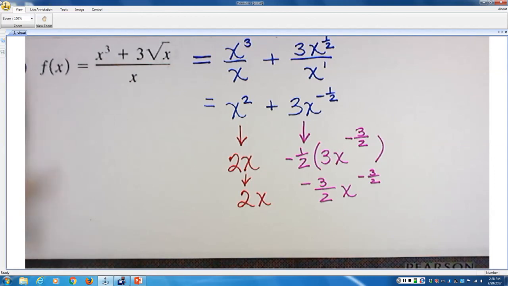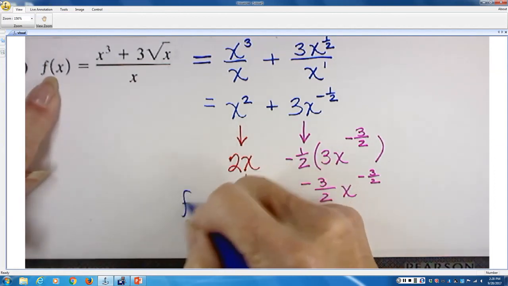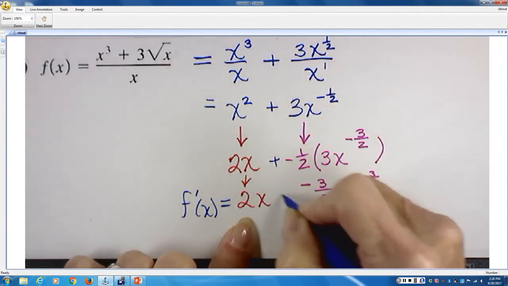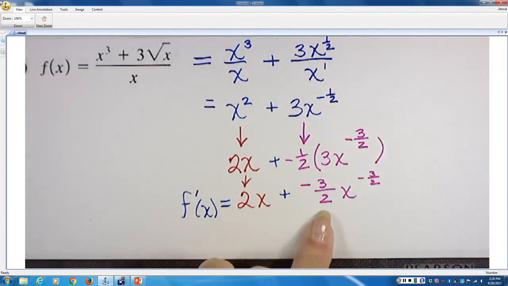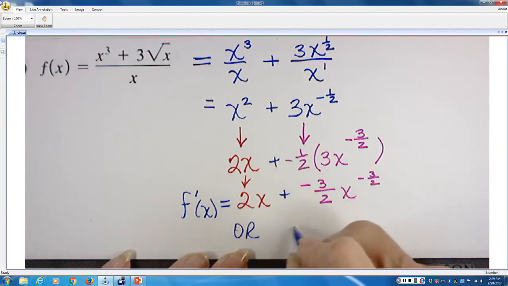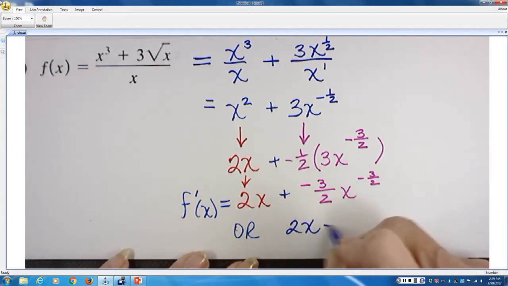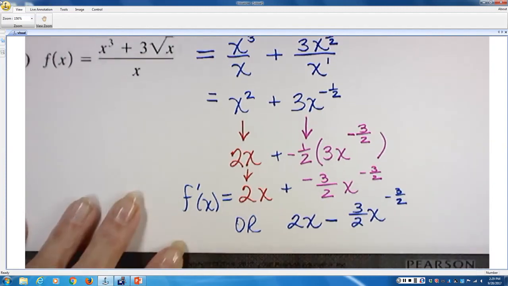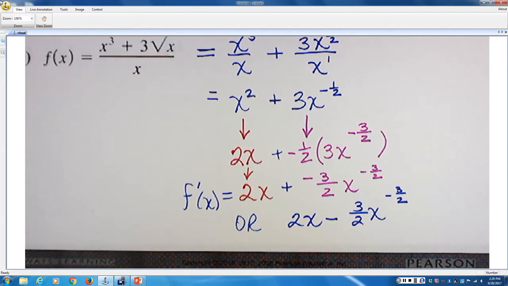So f prime of x coming from over here is equal to 2x plus negative 3/2 x to the negative 3/2, or, and you don't have to do this, but once again, a lot of people don't like seeing two signs together, 2x minus 3/2 x to the negative 3/2, and you're done. Okay? Questions? Anybody feeling like you can't do this?